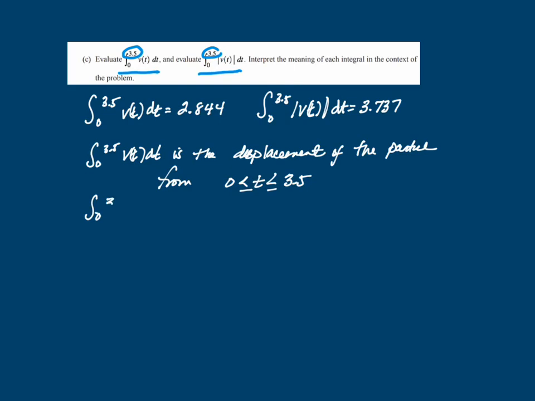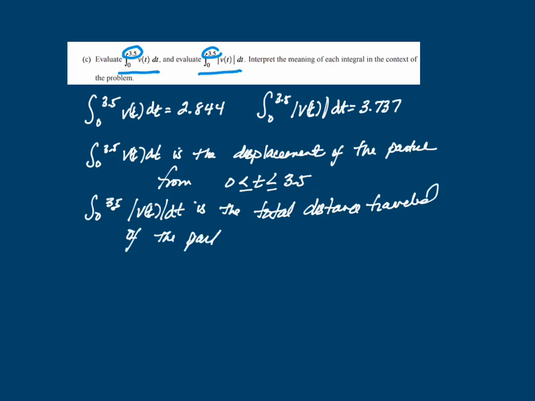And 0 to 3.5 of the absolute value of v of t dt is the total distance traveled of the particle from 0 less than or equal to t less than or equal to 3.5. Okay, so that was pretty easy. I hope you got the points on that.